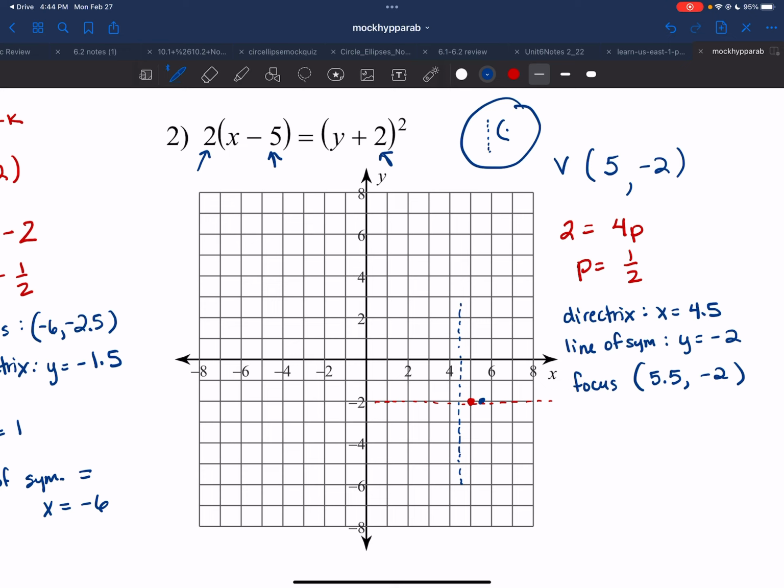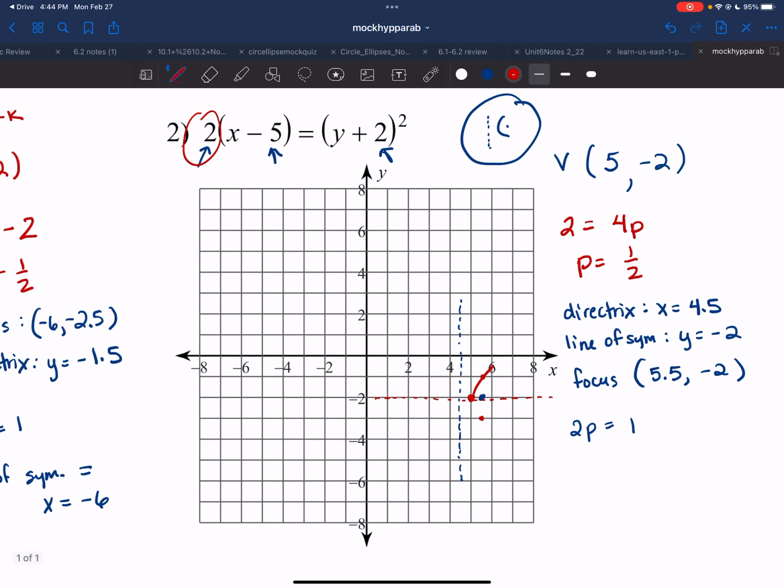And let's see what else we need. Oh, we need what 2p is. So that's going to be equal to 1. So I'm going to go 1 over from my focus in the same line with that focus. And that total of 2 speaks back towards my latus rectum. And then I go this way, and I go this way, and that would be my parabola.